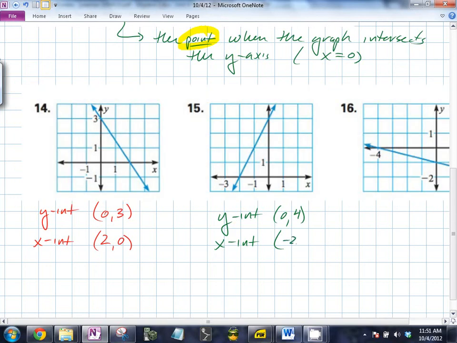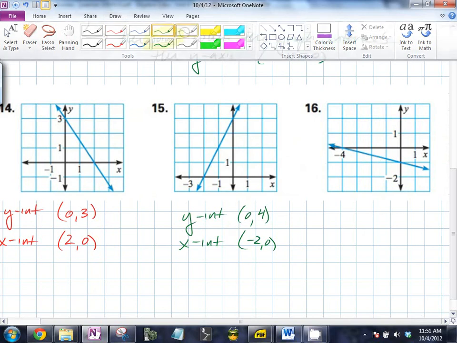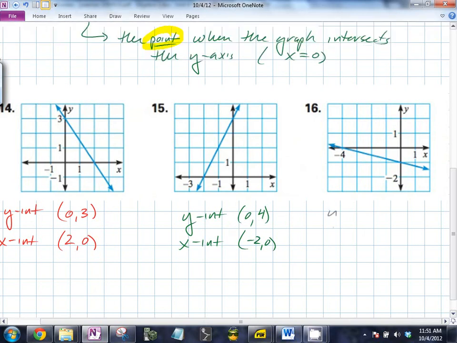And on this one right here, can someone tell me what the y-intercept is? Who wants to do this one for me? Someone new. 0, -1. Good. And what's the x-intercept? -4, 0. Yeah, exactly. Identifying intercepts, they're points. Don't be lazy. Don't be wrong. Get full credit on these things, okay?